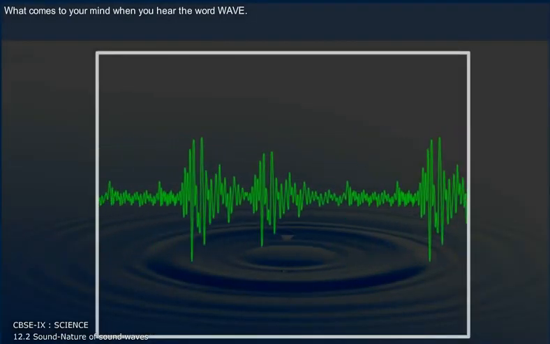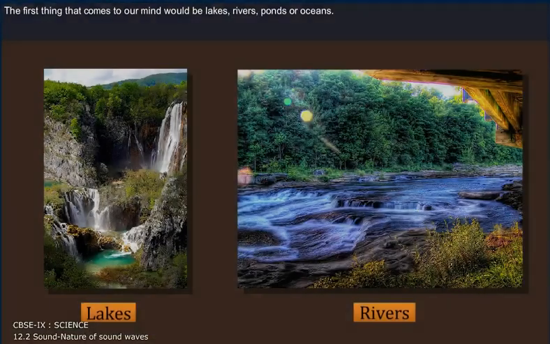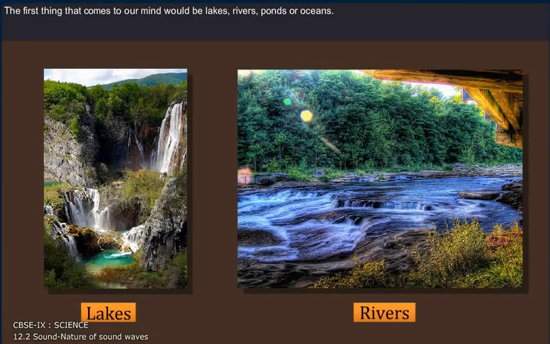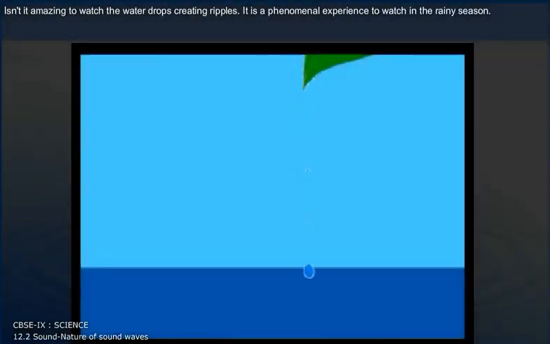What comes to your mind when you hear the word wave? The first thing that comes to our mind would be lakes, rivers, ponds, or oceans. Isn't it amazing to watch the water drops create ripples? It is a phenomenal experience to watch in the rainy season.